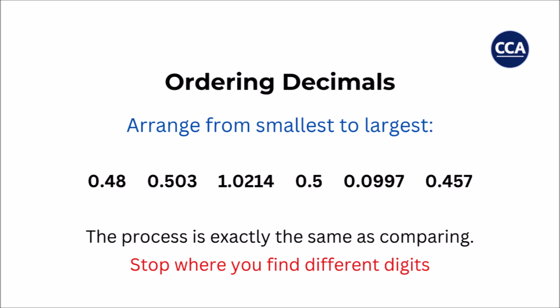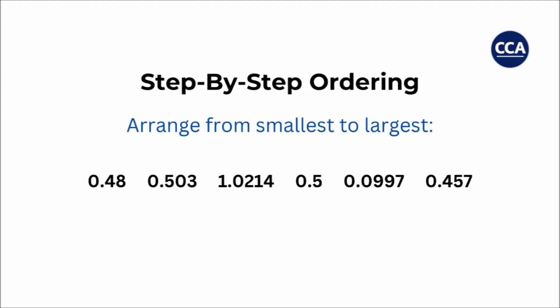Now let's learn how to order decimals. Ordering decimals simply means arranging them from smallest to largest, or largest to smallest. The process is exactly the same as comparing. Compare from left to right carefully. The moment you find different digits, you can stop immediately. Let's solve these numbers step by step.